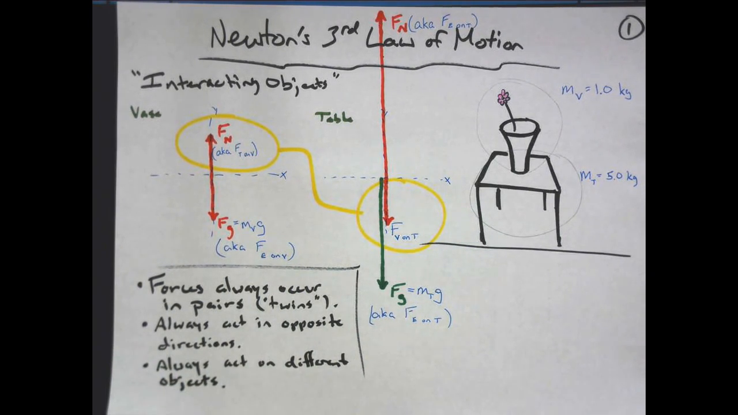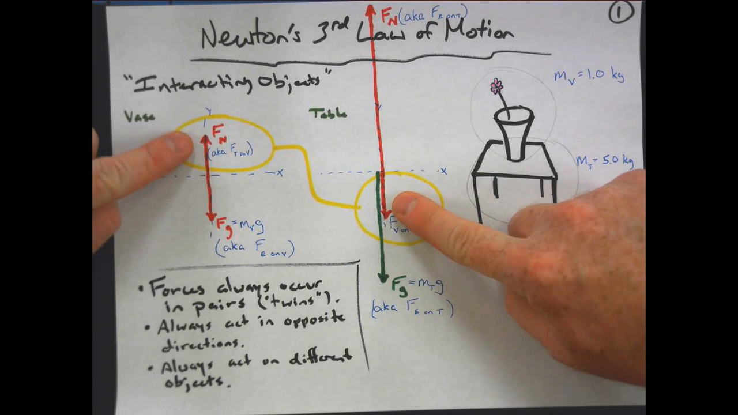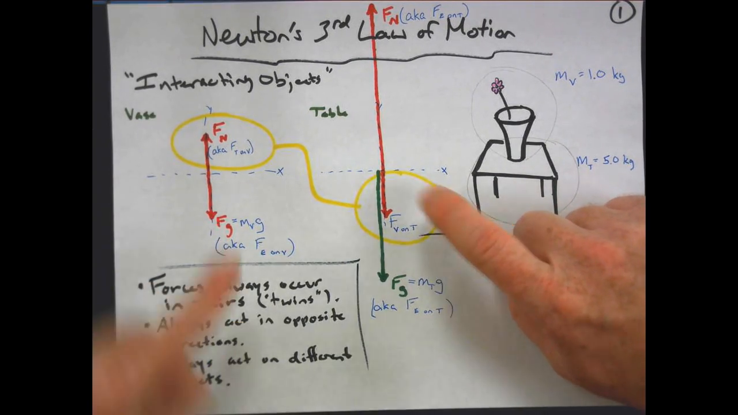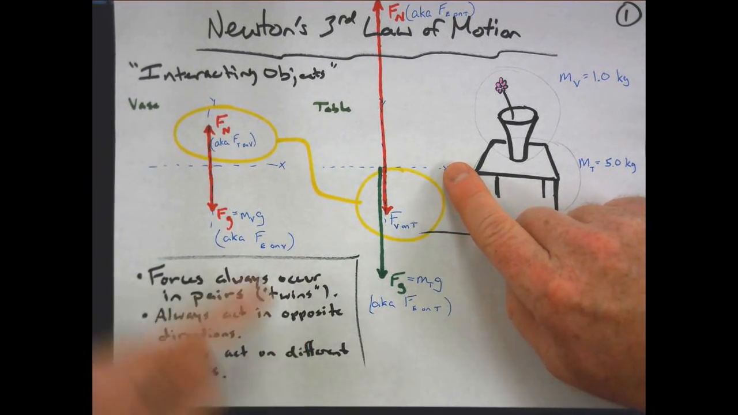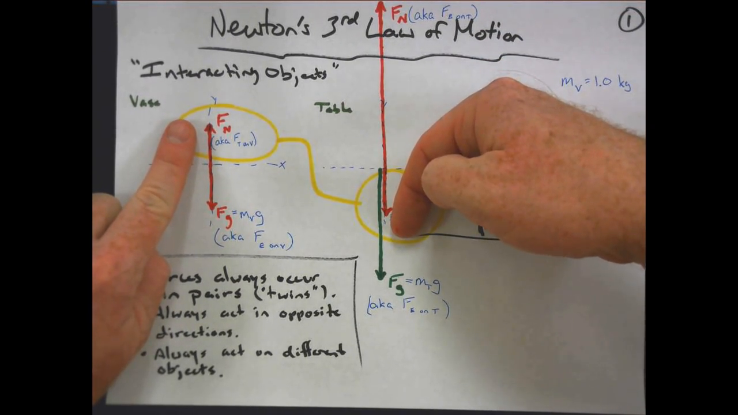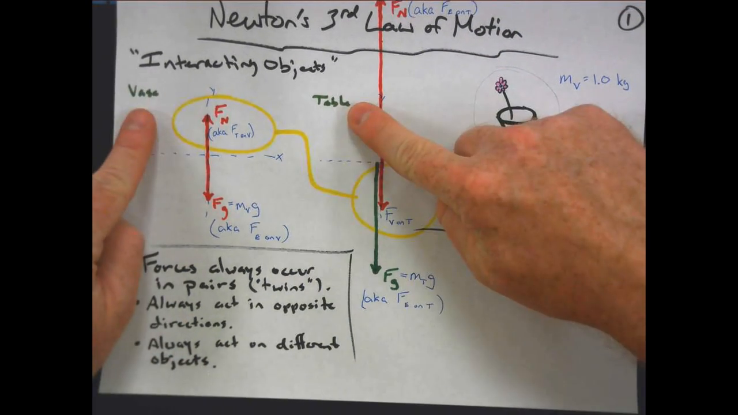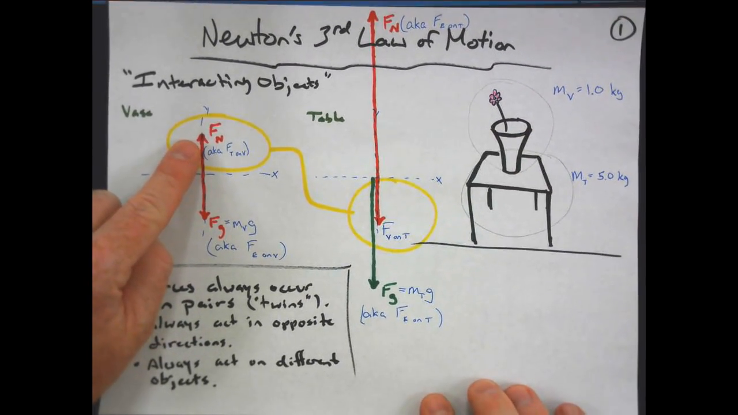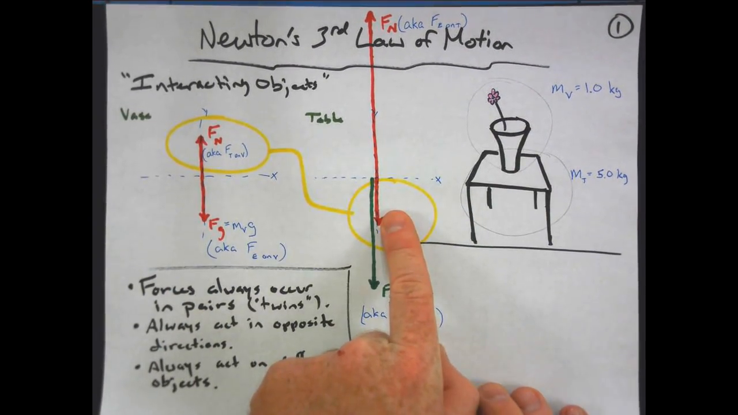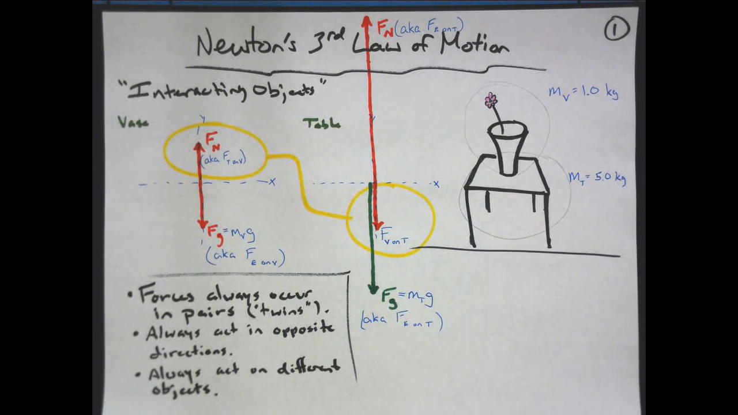You've heard Newton's third law before. For every action, there's an equal and opposite reaction. But that's nice and it's easy to remember, but it doesn't mean a whole lot. Here, for every action, there's an equal and opposite reaction. Yes. Forces always occur in pairs. The two always act in opposite directions, so we got that. And they always act on different objects. That's real important. This half of the pair is acting on the vase. This half of the pair is acting on the table. So you always want to look at these three things.